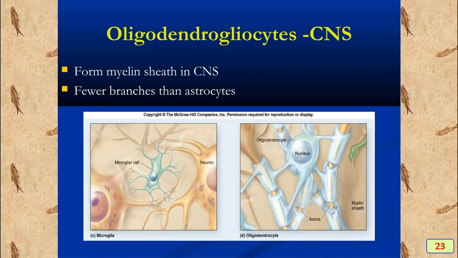So the oligodendrocytes in the central nervous system form the myelin sheath, and have fewer branches than the astrocytes. This is taken courtesy of McGraw-Hill Companies, permission with requirement. And here you can see the microglial cells with a nucleus, and oligodendrocytes, which are surrounding the nucleus. It's a microglia, then oligodendrocytes.